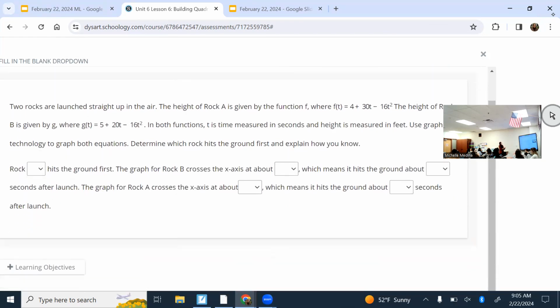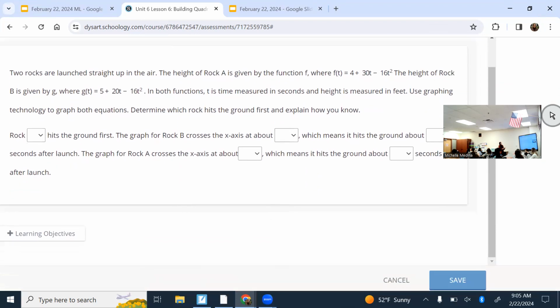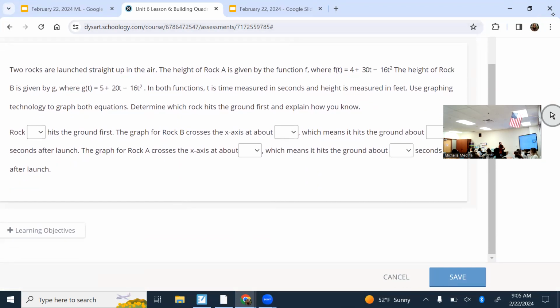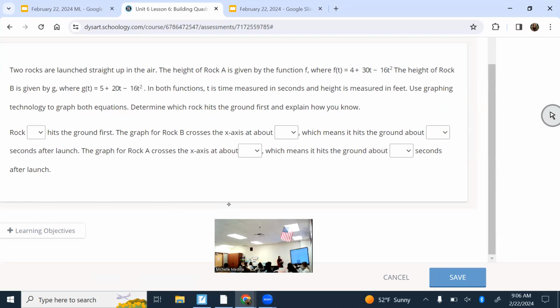Okay, so 2 rocks are launched straight up in the air. The height of rock A is given by this function. The height of rock B is given by this other function. In both functions, t is measured in seconds, height is measured in feet. Use graphing technology to graph those equations. Determine which rock hits the ground first and explain how you know.